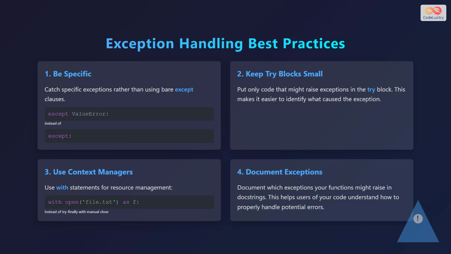Third, use context managers. Use with statements for resource management instead of try finally blocks with manual close calls. Finally, document exceptions. Document which exceptions your functions might raise in docstrings. This helps users of your code understand how to properly handle potential errors.